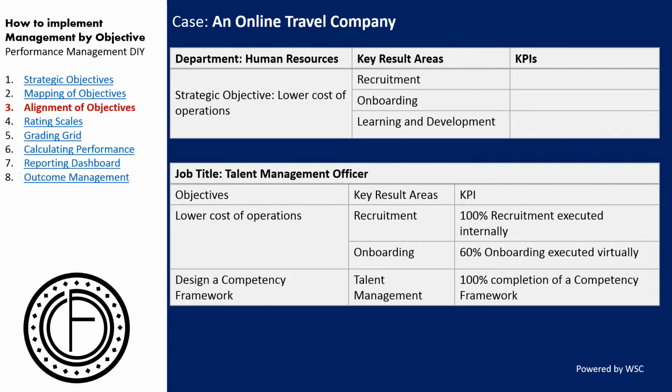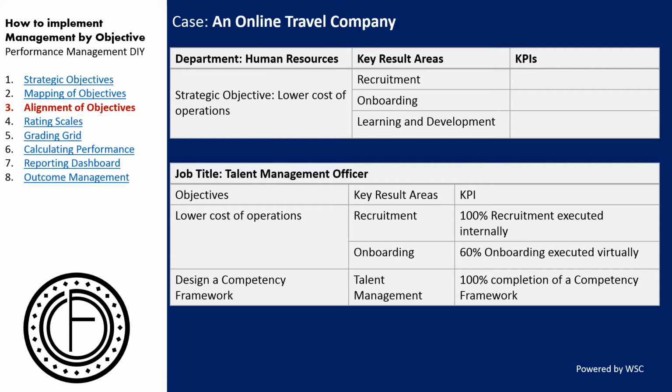So you have the first column to your left, which says objectives. The objective there is lower cost of operations, the key result area. Now, this key result area speaks directly to the function of the talent management officer. So remember, it needs to speak to the function of the portfolio owner you're trying to come up with a set of KPIs for.